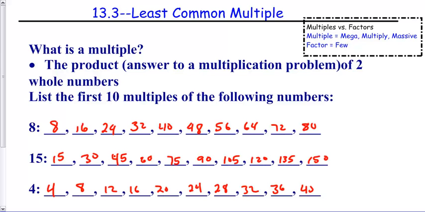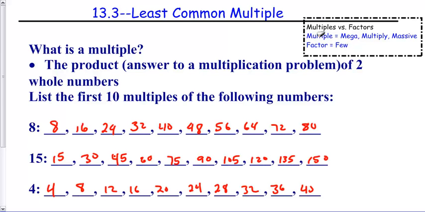If these are the numbers that you came up with, you are absolutely correct. 15 was probably the hardest one for you, would be my guess. But hopefully you made it through. Couple talking points. So what's the difference between a multiple and a factor?